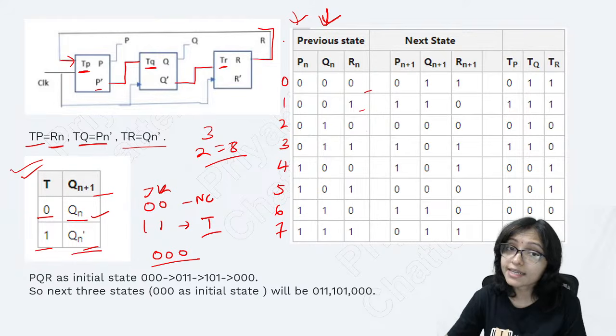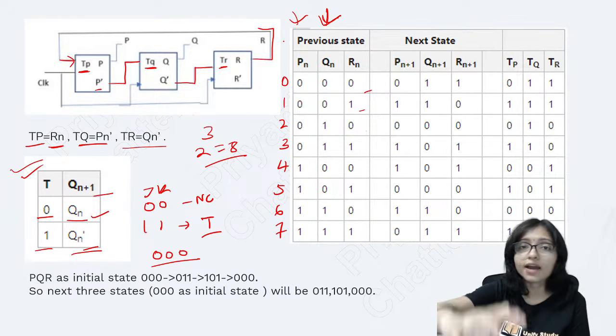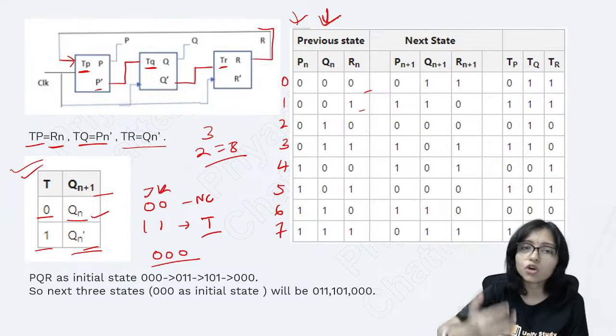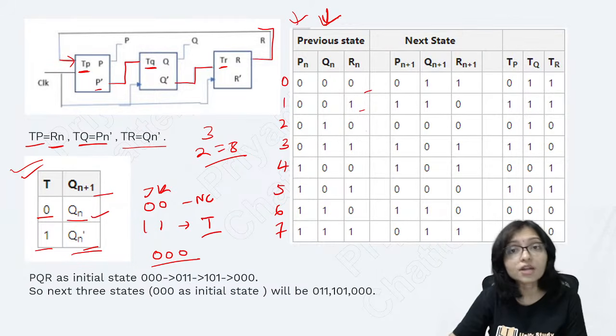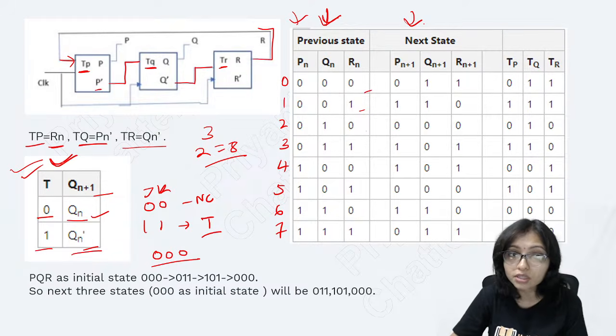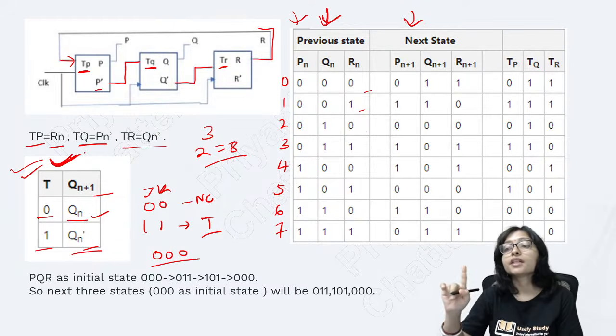Now the previous state is predefined. You are predefining the previous state, because according to the truth table you are writing all the numbers. Now what will be the next state? That depends on this one. What will be my next state? That depends on the excitation table.